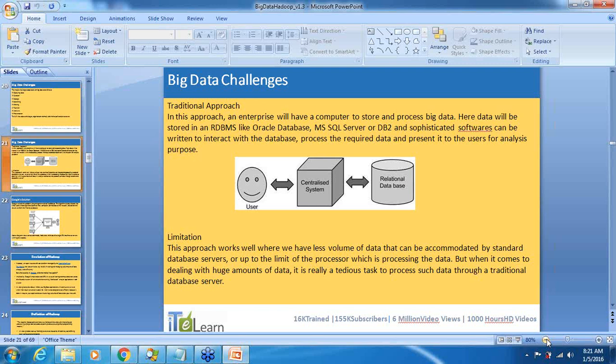When you talk about challenges, we have different approaches. Take the traditional approach, where we have a computer to store and process the big data. All the data gets stored in a traditional database, and we use some kind of relational database. You have challenges with real-time transactional data using a relational database. With huge amounts of data, it is really tedious to process, because your traditional database solution will not support it.